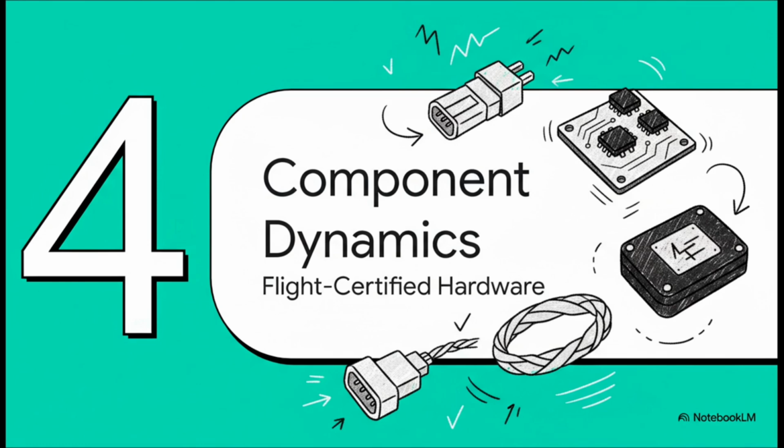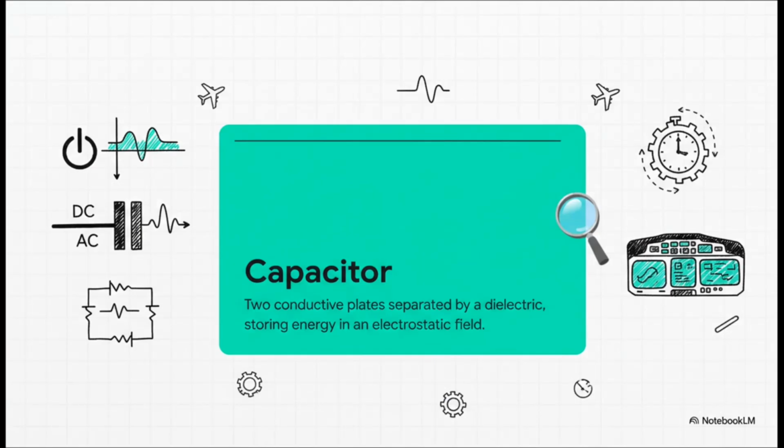So we've covered the laws. Now let's move from the abstract to the physical, flight-certified hardware that these laws govern. And when we talk about hardware, component selection is always dictated by stringent military specification standards, MIL-SPEC. Let's talk about the capacitor. It's a passive component, two conductive plates separated by a dielectric, designed to store energy in an electrostatic field. But its primary functions all come from one core property you have to remember.